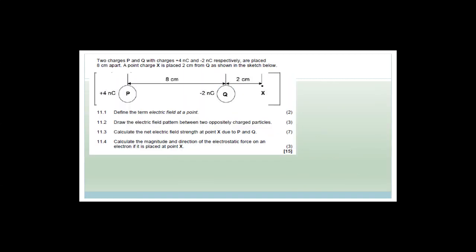Right, let's move on. Let's look at an example. This is a typical exam example. We've got two charges, P and Q, with charges of 4 nanocoulombs and minus 2 nanocoulombs respectively. So this is plus 4 and this is minus 2, placed 8 centimeters apart. A point of charge X is placed another 2 centimeters from Q, as shown in the sketch.